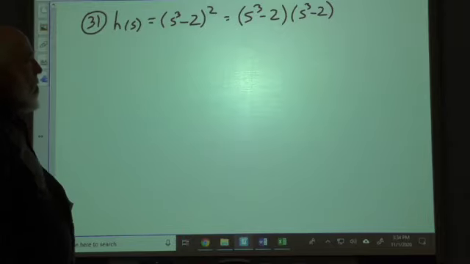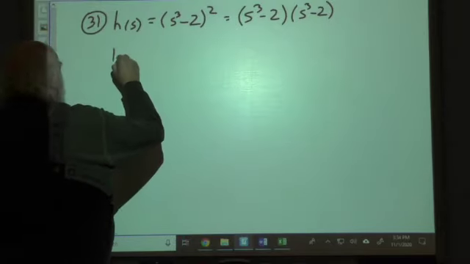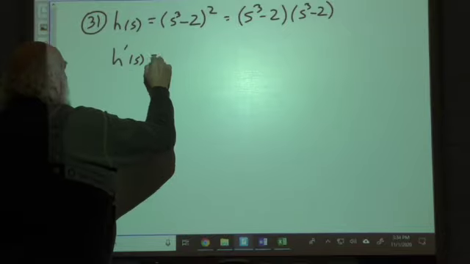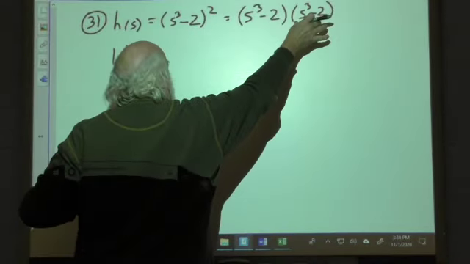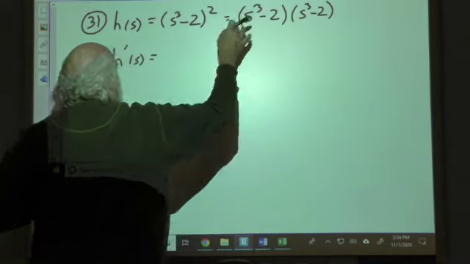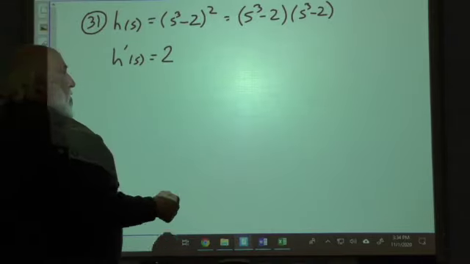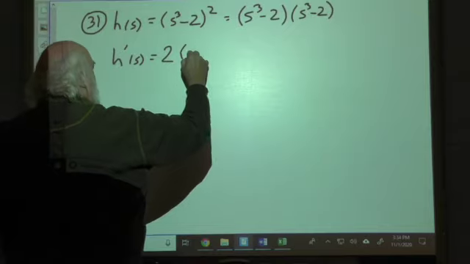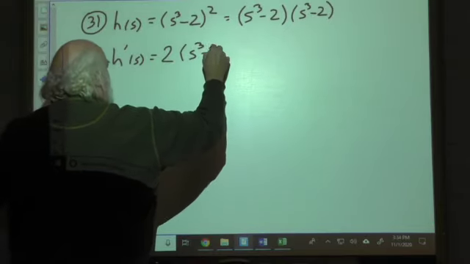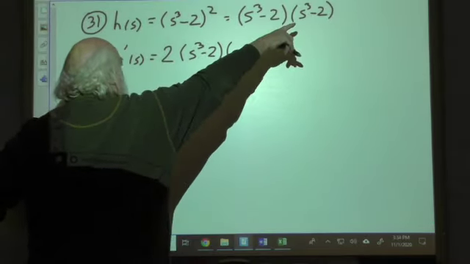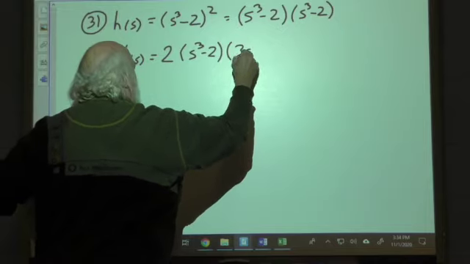All right, so that means we're going to find h prime of s, and it's going to be this times the derivative of this, and this times the derivative of this, which means we'll get two of the same thing. So I'll just put a 2 right in front, and we're going to get s cubed minus 2 times the derivative of that, 3s.